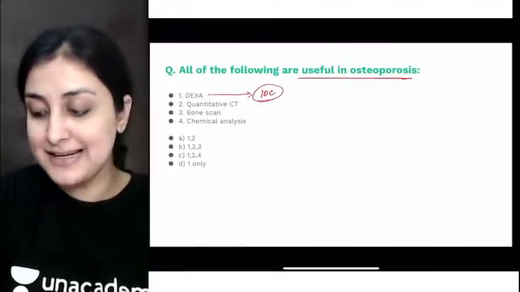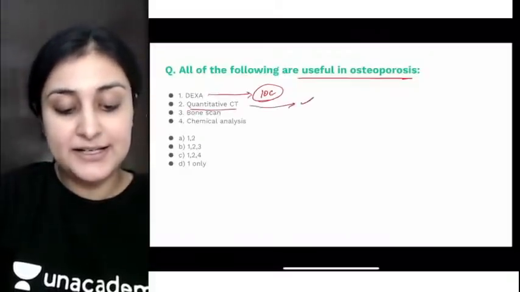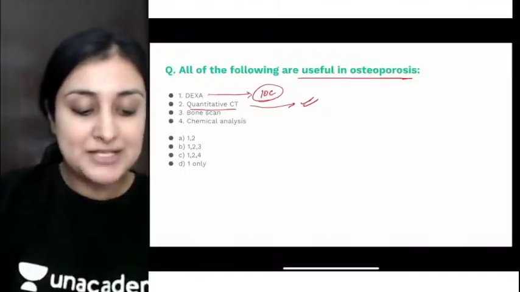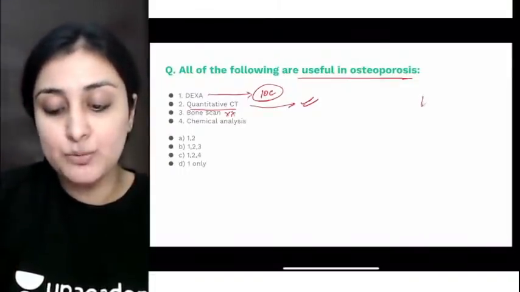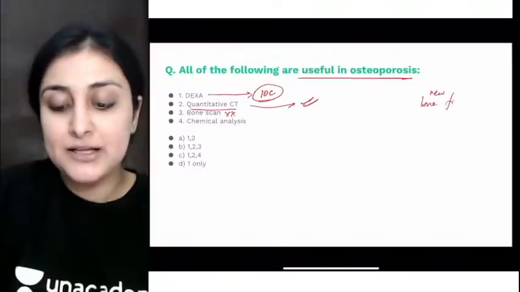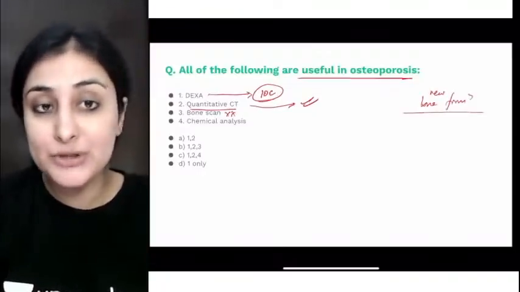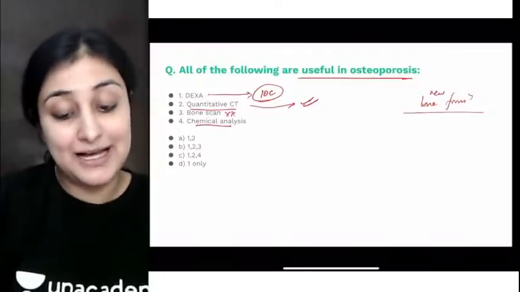Dual energy X-ray absorptiometry. Quantitative CT, yes, this is a recent advance. This definitely has a role in osteoporosis. Bone scan has no role. Bone scan only has a role wherever there is new bone formation, meaning only in tumors, osteomyelitis, bony metastasis it has a role. No role in osteoporosis. Chemical analysis always.